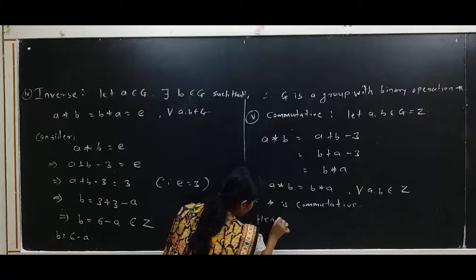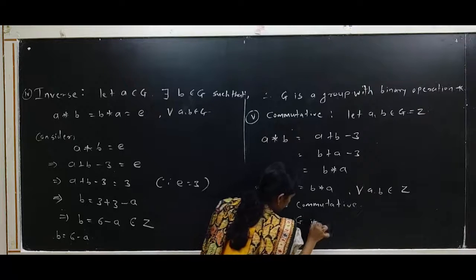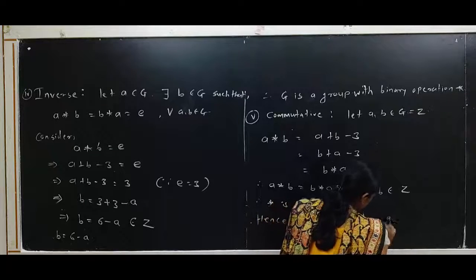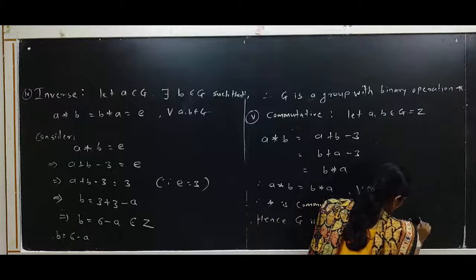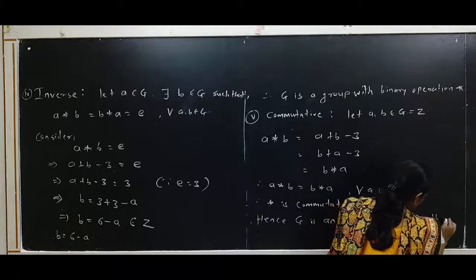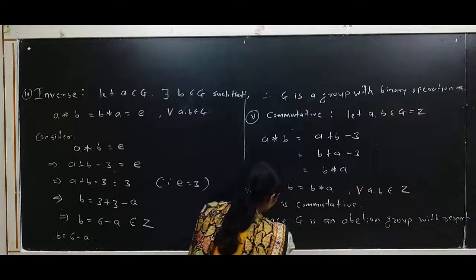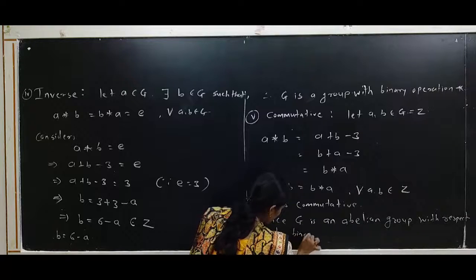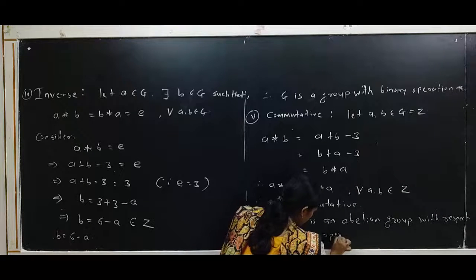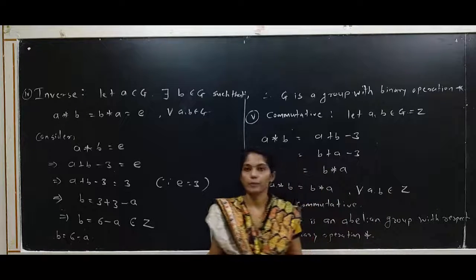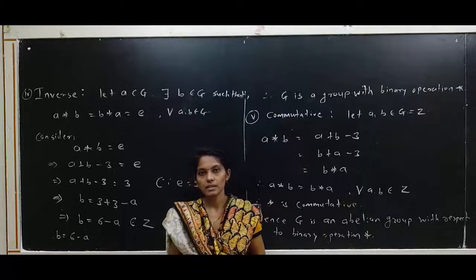Hence G is an abelian group with respect to the binary operation star. Okay, get it?